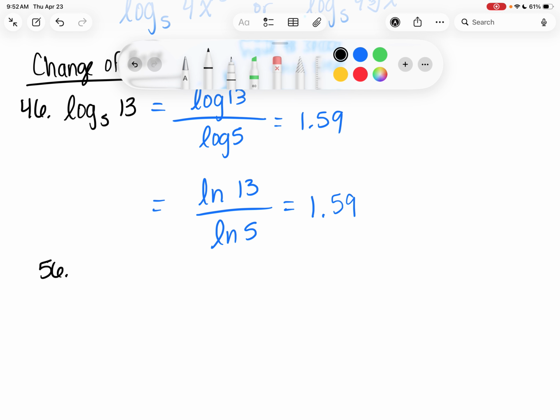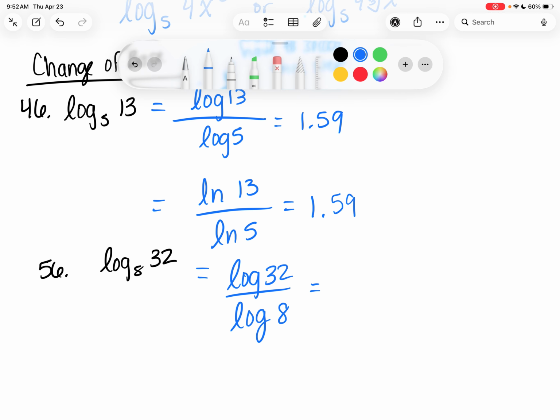56. Log base 8 of 32. So this would be log of 32 over log of 8. 1.67.